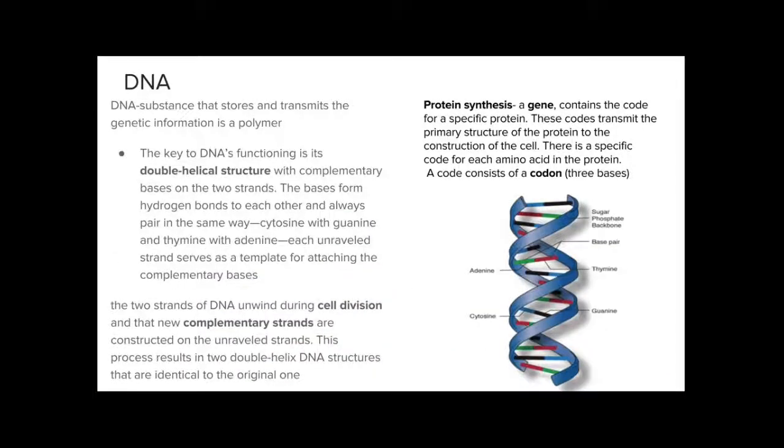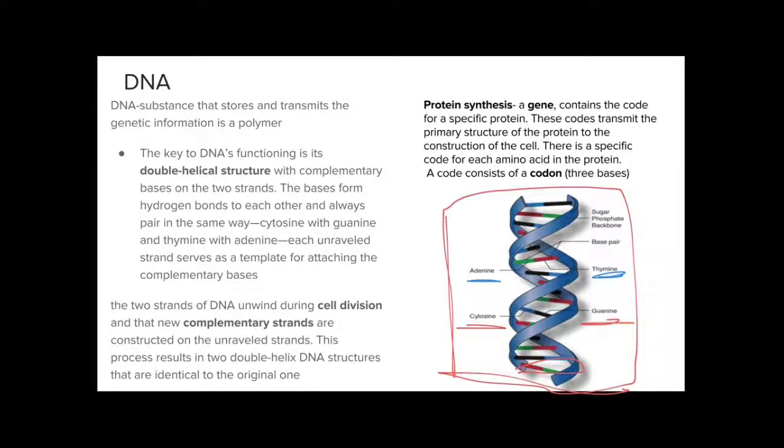So the key to DNA's functioning is its double helix structure, as seen in this diagram. As you can see, DNA consists of two twisted strands, and each of these strands has a backbone of alternating groups of sugar and phosphate. And these groups are attached to bases: adenine and thymine, and cytosine and guanine.